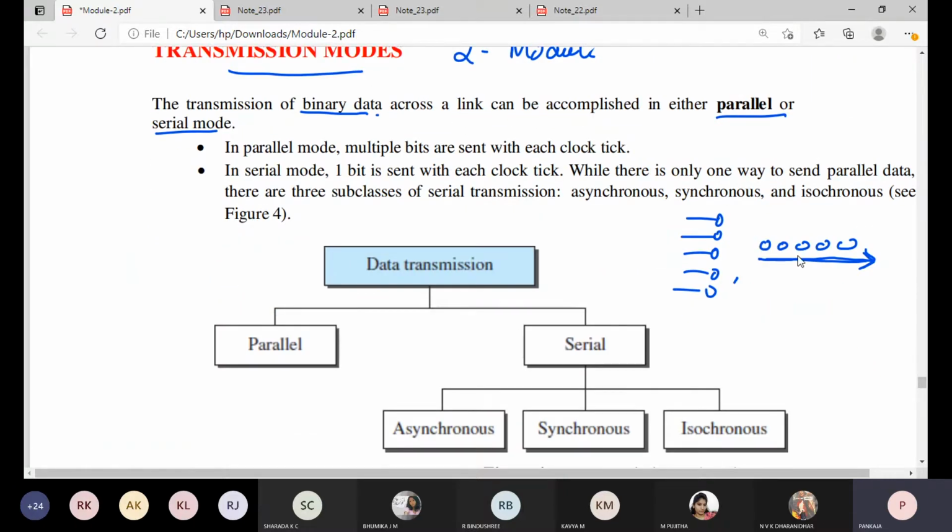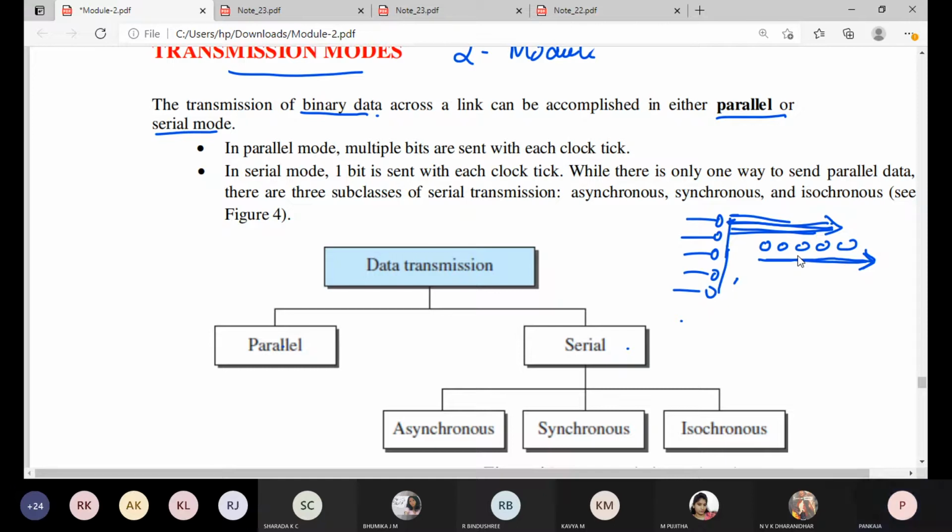Transmission modes mainly have two types: one is parallel mode and another is serial mode. In parallel mode, multiple bits are sent with each clock tick. All 5 bits I have written will be sent at a time, because you will have 5 lines or wires through which all the 5 bits are sent at a time. That is parallel mode: multiple bits are sent at each clock tick.